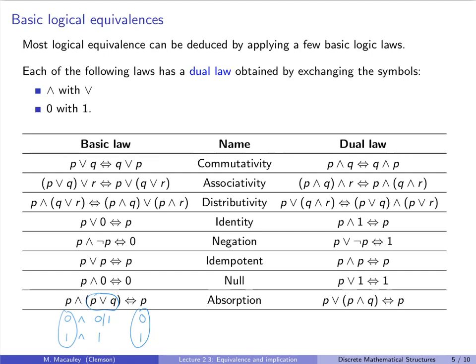Let's check that out. If P is 0, then P and Q is going to be 0, and 0 or 0 is going to be 0. But if P is 1, then P and Q is going to be 0 or 1, we're not sure. And if we take the or function, 1 with anything is going to give us 1. So once again, the output is going to be just what P is.